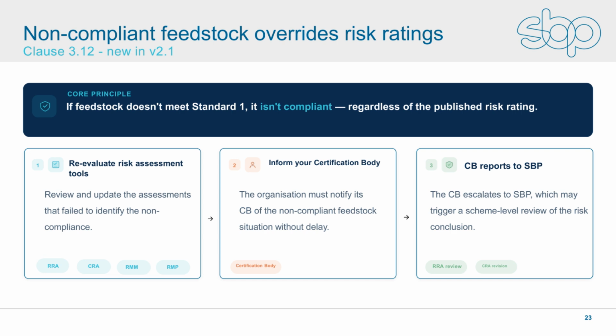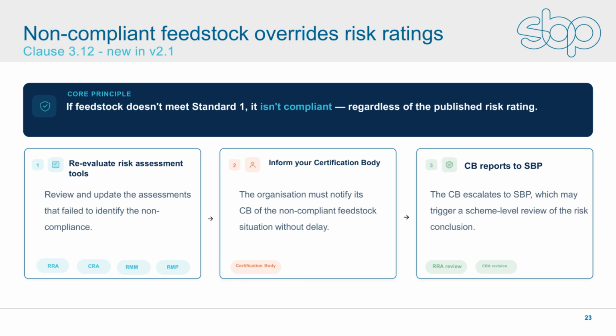So what must the organization do when this happens? Three things. First, reevaluate the risk assessment tools. Review and update the assessments that fail to identify the non-compliance, the RRA, the company risk assessment, the risk management measures, and the risk management plan. Keep a record of that evaluation.